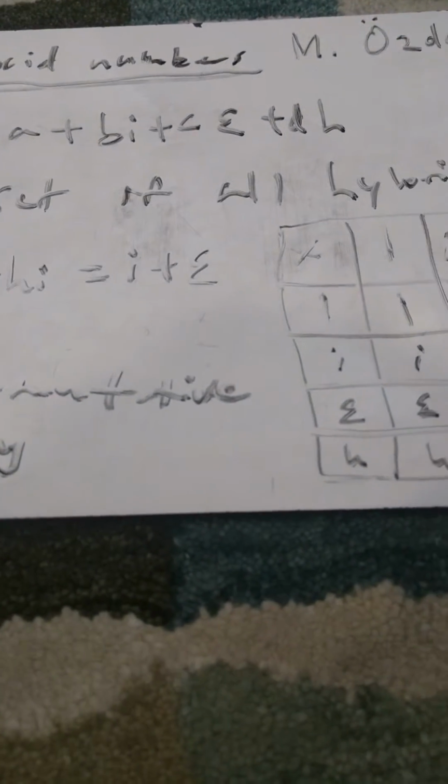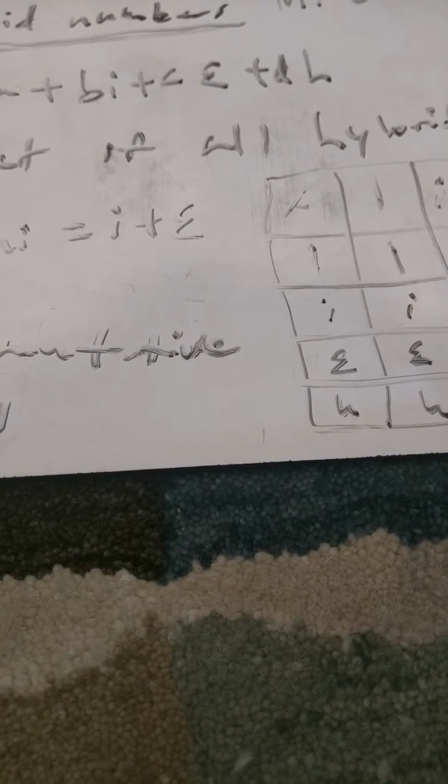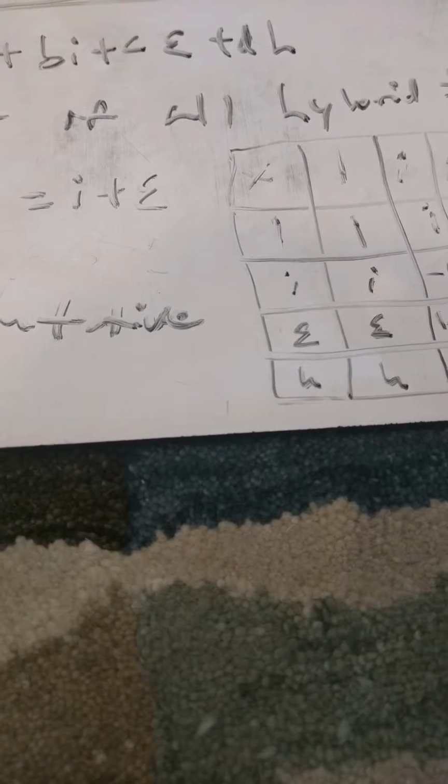And also, okay. Also, so this is it for this. I'm going to erase this so we can get more in depth with hybrid numbers.